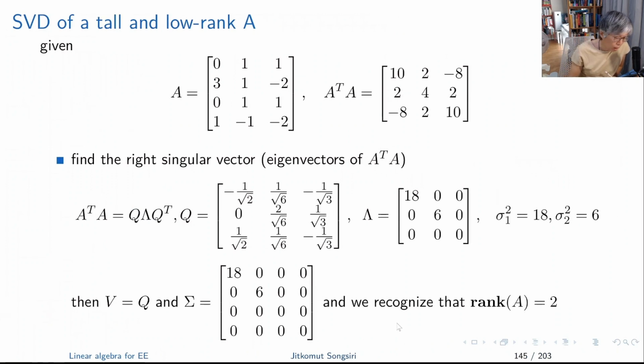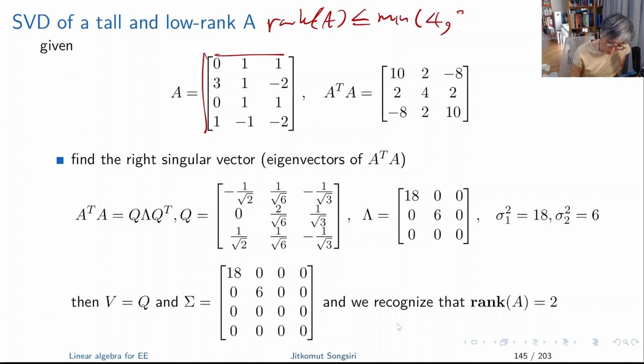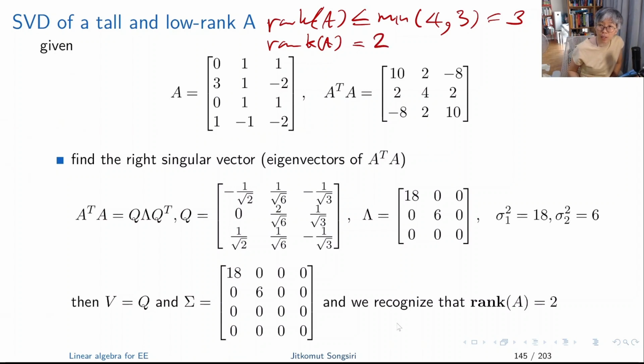Now let's see another example of a tall matrix. Now my matrix A is tall, and we know that the rank of A is going to be less than or equal to the minimum between the number of rows, which is 4, and the number of columns, which is 3. So the rank is going to be at most 3. But in this particular example, I created A to have low rank. Rank of A is 2. I generated it in that way.